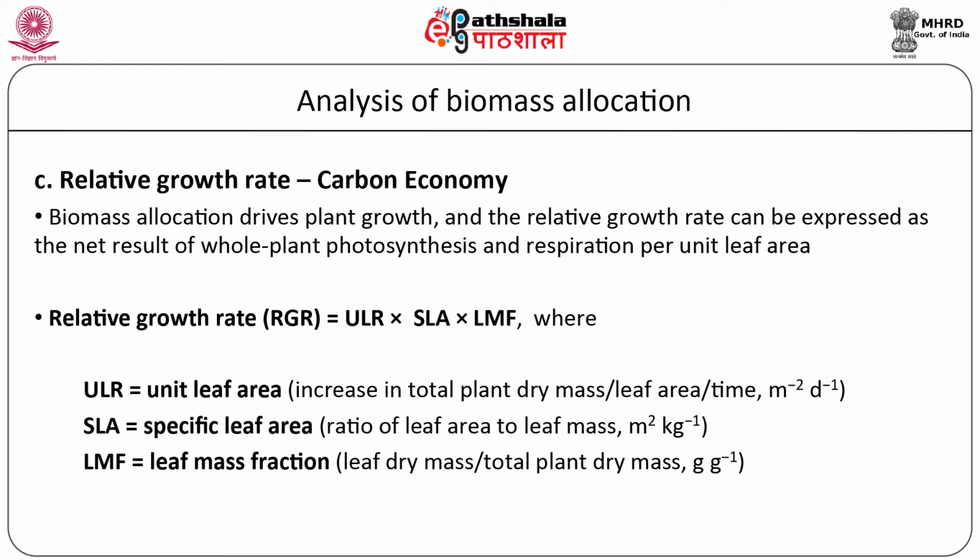the specific leaf area or SLA, which is a ratio of leaf area to leaf mass, and the leaf mass fraction or LMF, which is the fraction of total biomass that is allocated to the leaves. The relative growth rate, that is RGR, of the plants is then given by the product of these three traits.